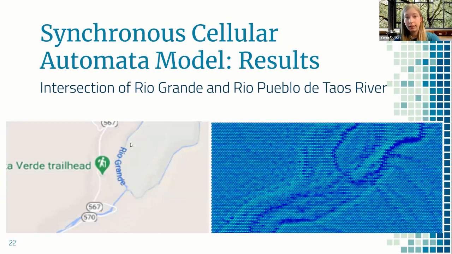So on the left is the Google Maps image of the area, and on the right is the result of the simulation without the impact of soil absorption. So in the update rule, the soil absorption can be set to on or off. So this is without soil absorption. And here's the results of the simulation with soil absorption.